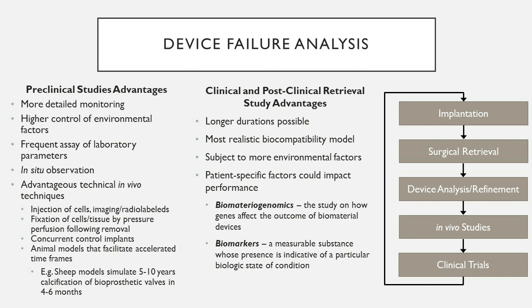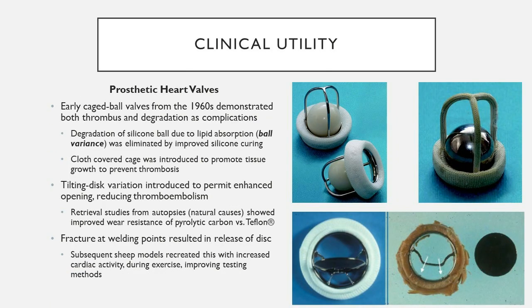I'll now go over a few specific examples of implant retrieval process to kind of highlight the clinical utility of this type of analysis of biomaterials and their devices. So the first example we're going to look at is sort of the evolution of prosthetic heart valves. So in the beginning, in the 60s, this device used a type of design called a caged ball valve.